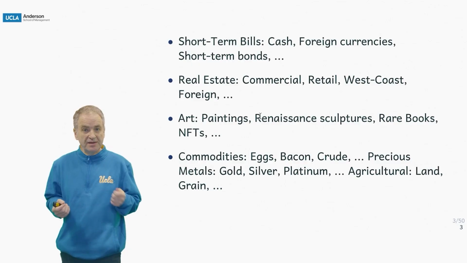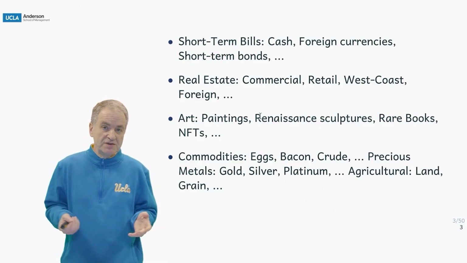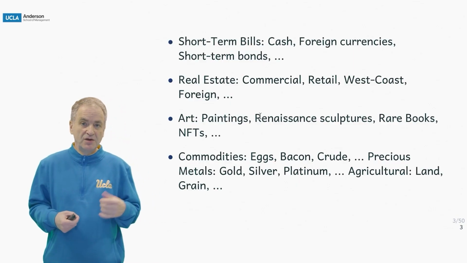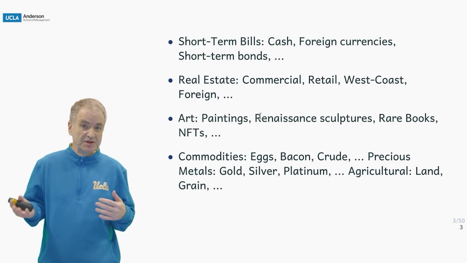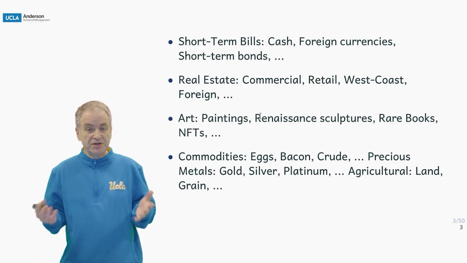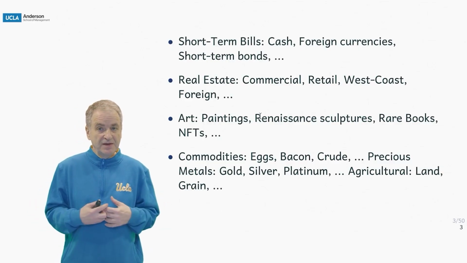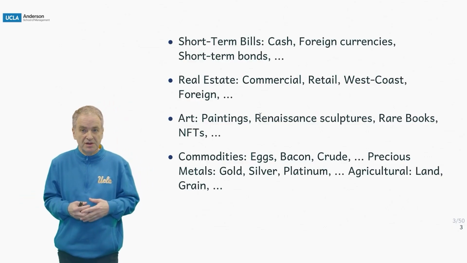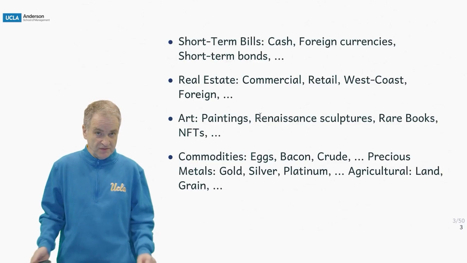Now, you don't buy the eggs and the bacon and store that in your refrigerator. What you actually do is you buy instruments that give you a claim on eggs and bacon, and you can buy and hold this. There's also crude oil. A lot of people speculate in petroleum. Then there is gold, silver, platinum, precious metals. Again, there are whole asset portfolios of this, and that's its own asset class. And then there are other things, like agricultural land. You can invest in agricultural land. You can also invest in grains.